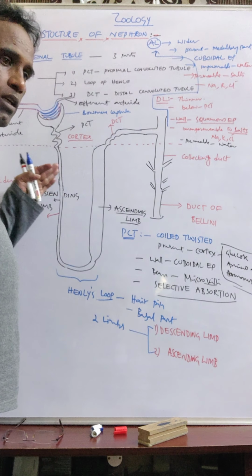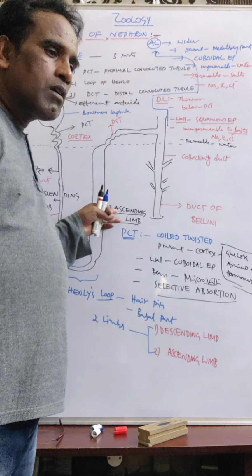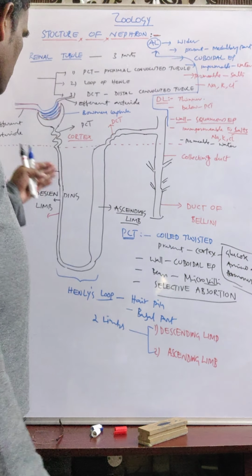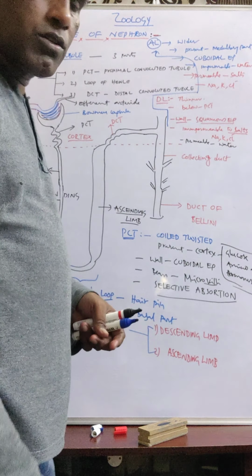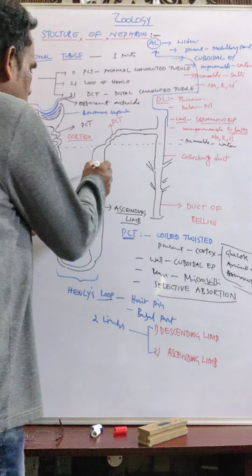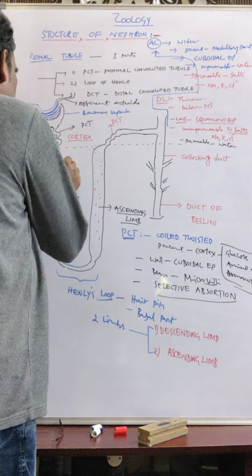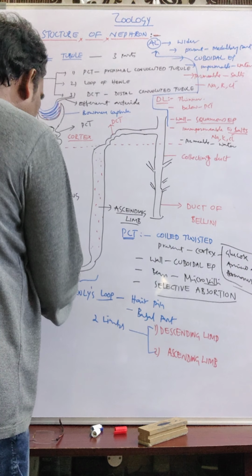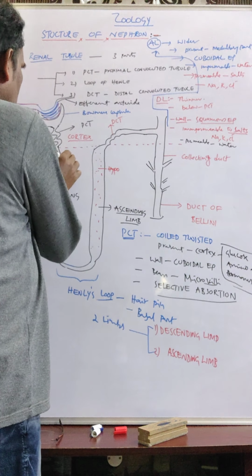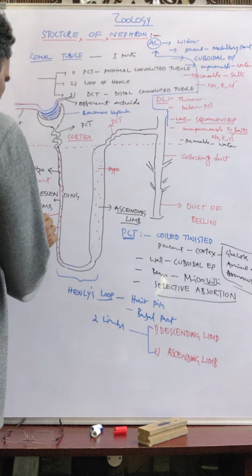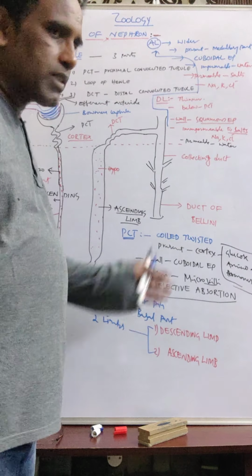In the descending limb, water is permeable, whereas in the ascending limb, water is impermeable. The descending limb is salt impermeable, and here the salts are permeable. So they are antagonistic to each other. Therefore the ascending limb is wider and contains more water, so urine becomes dilute, since the salt has become less. Here the urine becomes hypertonic, and here it is hypotonic. Hypertonic urine, hypotonic urine. Hope you understand now.